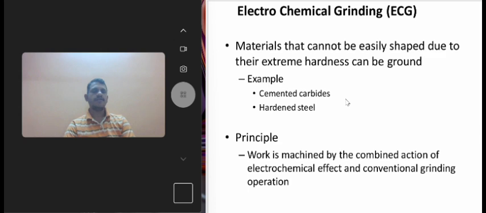The principle of electrochemical grinding or electrolytic grinding: in the electrochemical grinding method, the work is machined by the combined action of an electrochemical effect and a conventional grinding operation. But the major portion of the metal, about 90%, is removed by the electrochemical effect.